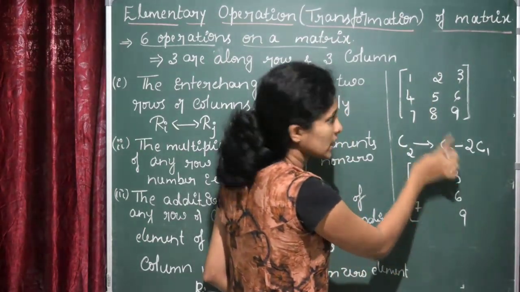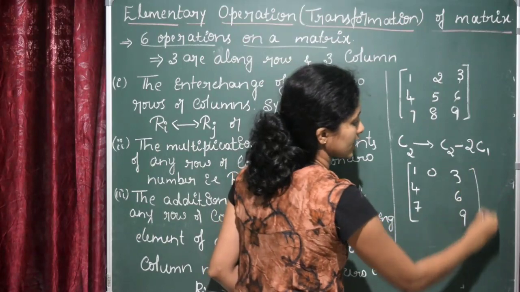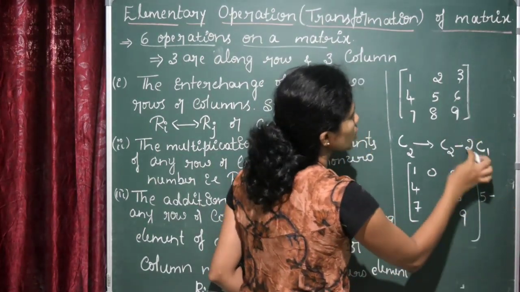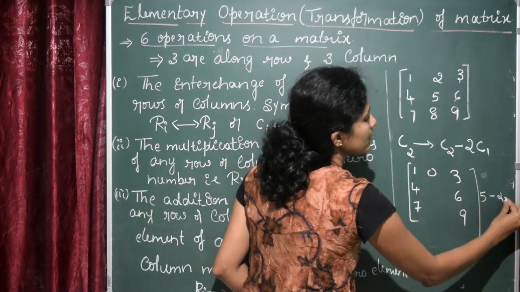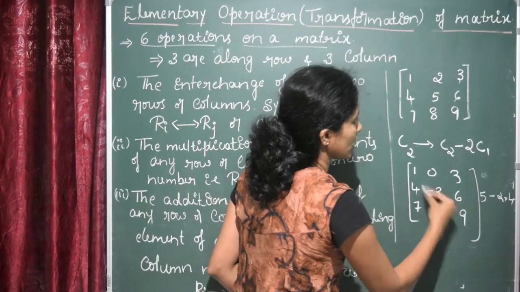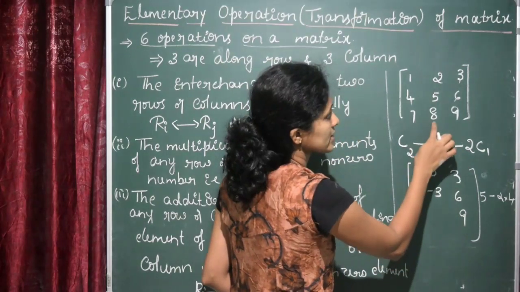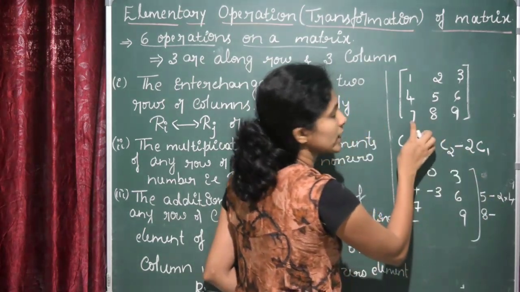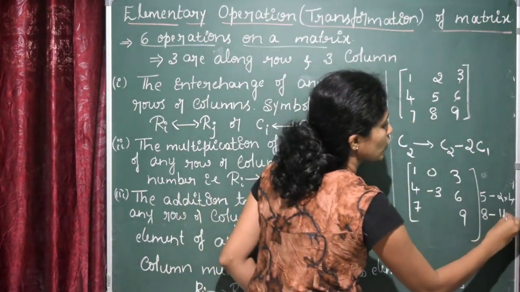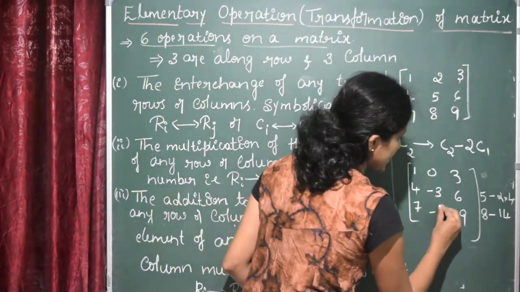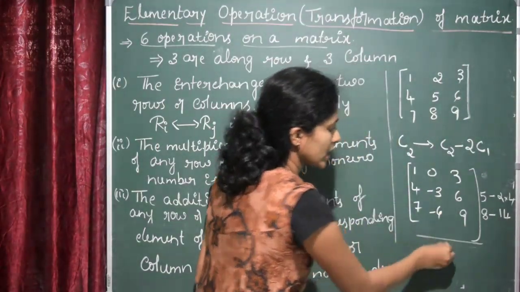The second element of C2 is 5, right? Here I will write 5 minus 2 into C1. 2 into C1 will be 4, right? 5 minus 8, so it is equal to minus 3. The third element of C2 is now 8. Is it clear? 8 minus 2 into C1, that is 14. So 8 minus 14 is equal to minus 6. These are the three operations.